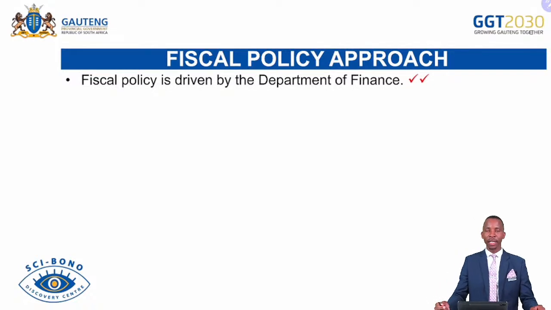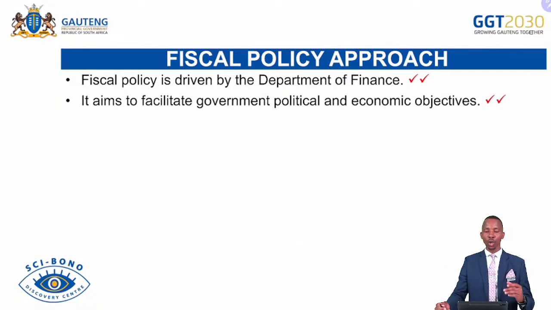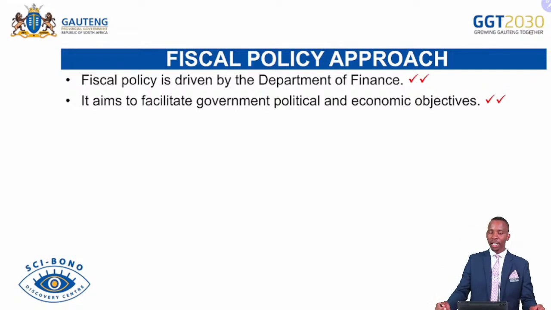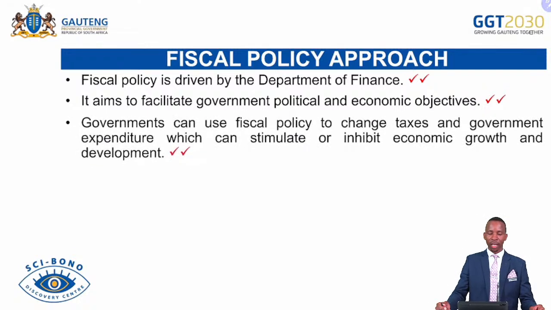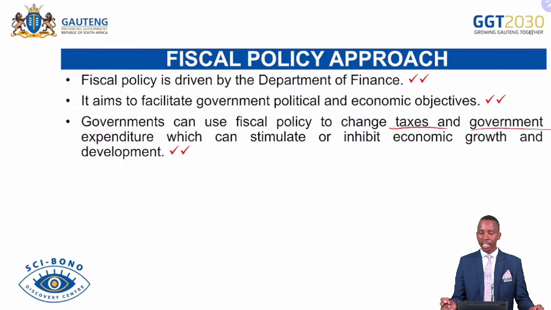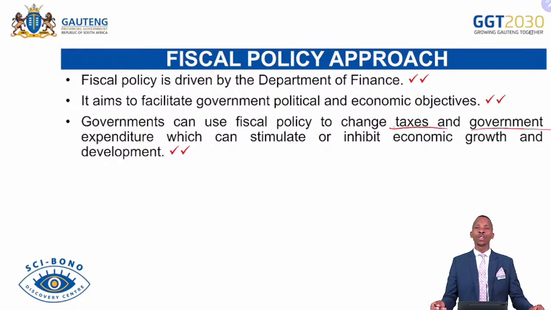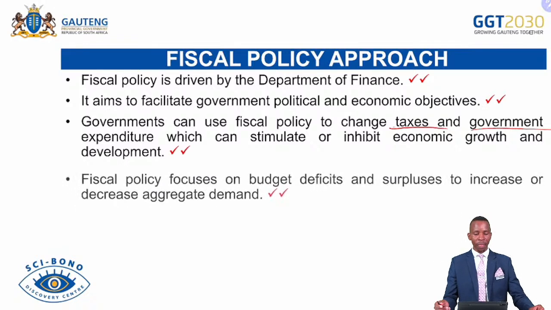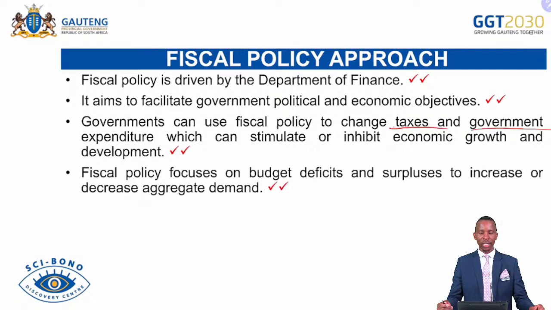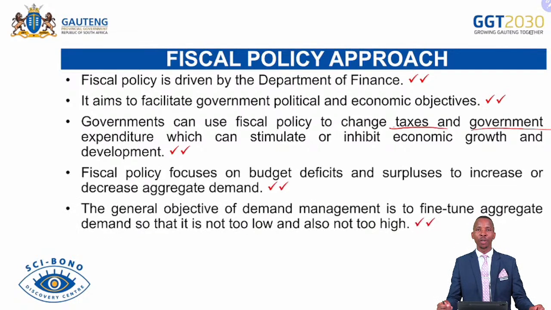So it goes back again. We know that the fiscal policy is controlled by the Department of Finance in South Africa or in the country. It aims to facilitate government political and economic objectives. Government can use what we call the fiscal policy in the form of taxation and government expenditure to stimulate or hamper economic growth. Fiscal policy focuses on budget deficits and surpluses to increase or decrease aggregate demand. It is there to influence aggregate demand.